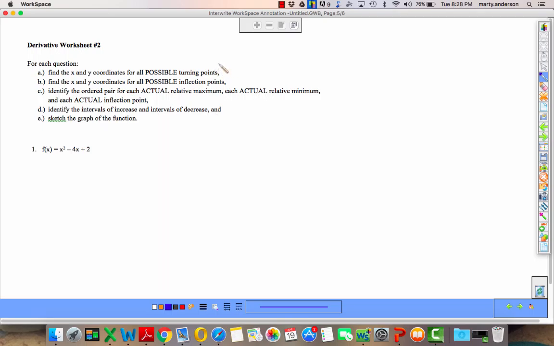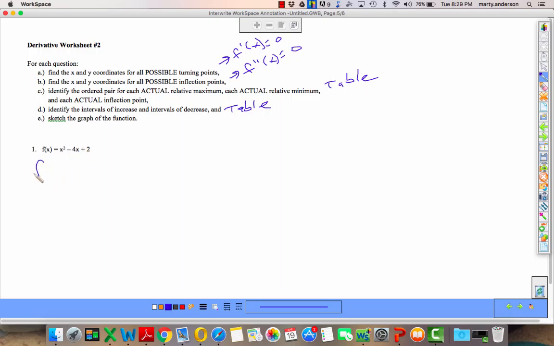How do we find possible turning points? We're going to take the first derivative, set it equal to 0. How do we find possible inflection points? Second derivative, set equal to 0. Identify the actual, make the table, then plug in values into the first derivative. And then how do we find the intervals of increase and decrease? You'll use the table like we just made. Sketch the graph.